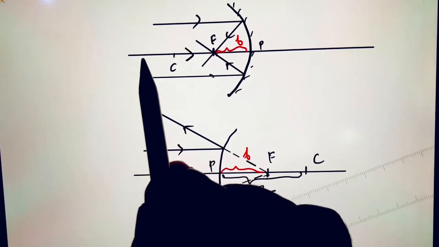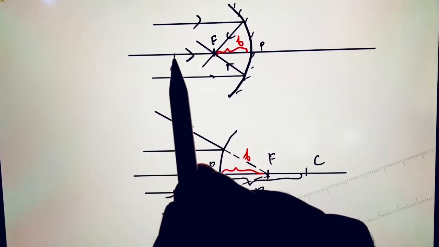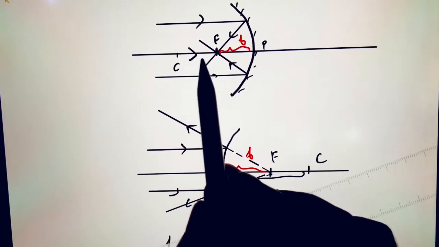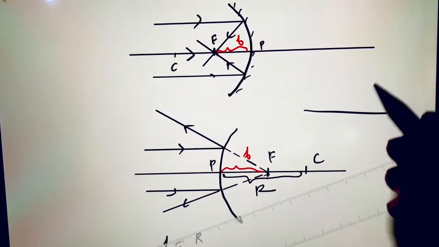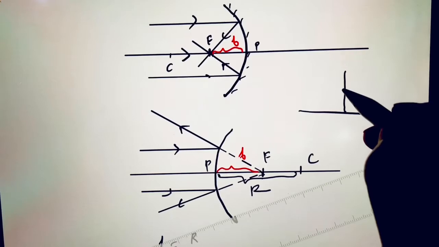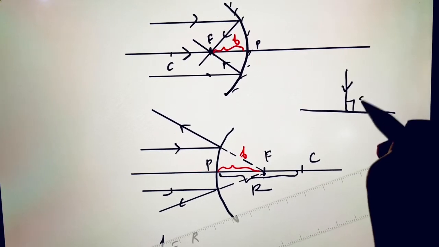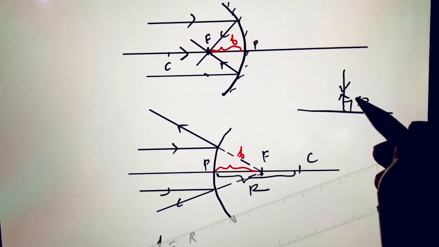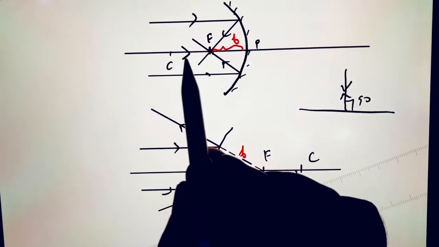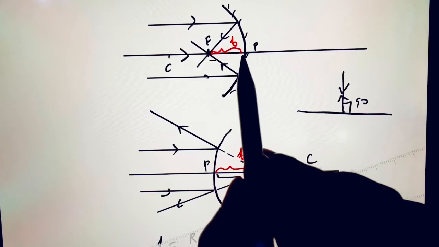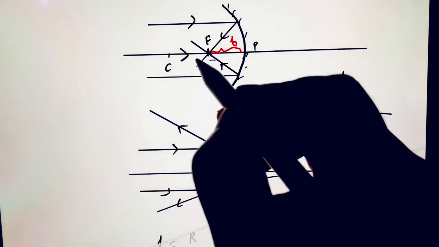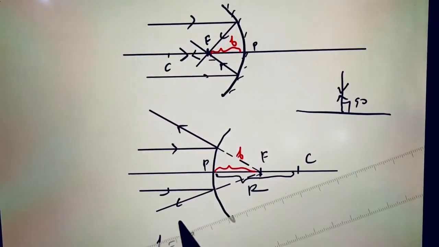So whenever a ray of light passes through the center of curvature, that ray of light will hit the mirror at a normal. Now we know that if it was a plane mirror, and if the ray of light were to hit the mirror at a normal, that is at 90 degrees, it would get reflected back along the same path. Now this ray of light, which is passing through the center of curvature, is hitting the mirror at 90 degrees, therefore it will get reflected back on the same path.